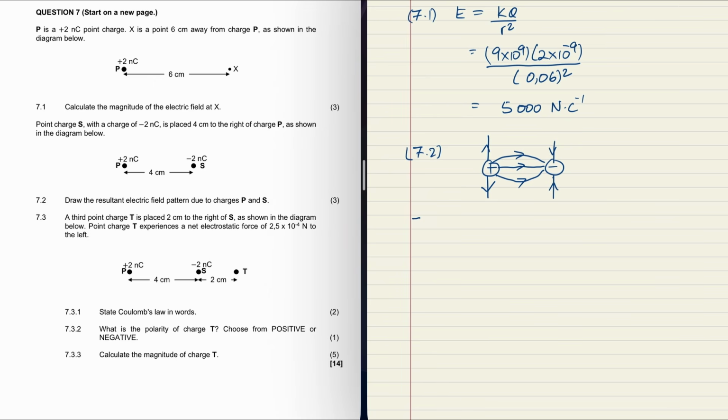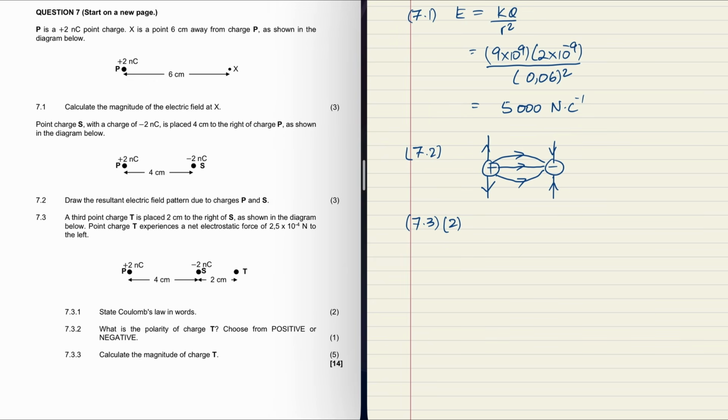Now, question 7.3 says a third point charge T is placed 2 centimeters to the right of S as shown in the diagram below. Point charge T experiences a net electrostatic force of 2.5 times 10 to the negative 4 newtons to the left. 7.3.2 says, what is the polarity of charge T? So is it positive or is it negative? The way that I answered this is you have to do a test here.